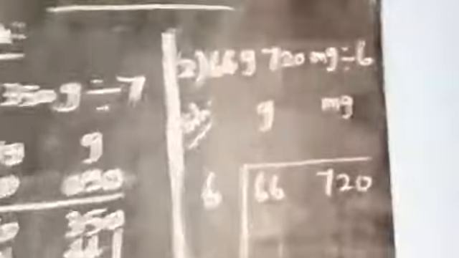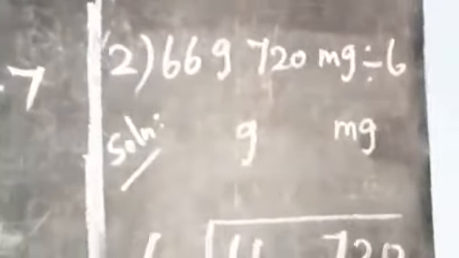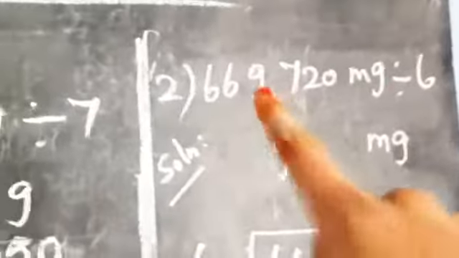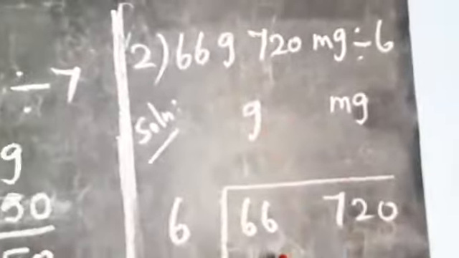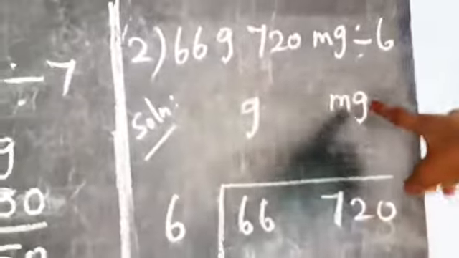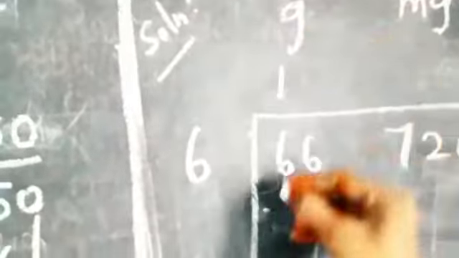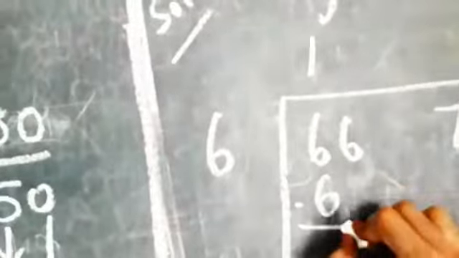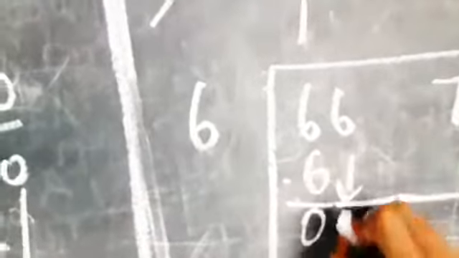Okay, then second question. 66 gram 720 milligram divided by 6. Here gram and milligram will be there. 66 gram 720 milligram divided by 6. Yes, 1 6 is 6. So now we can subtract. 6 minus 6 is yes, 0. Now bring down the 6. Yes, again 1 6 is 6.